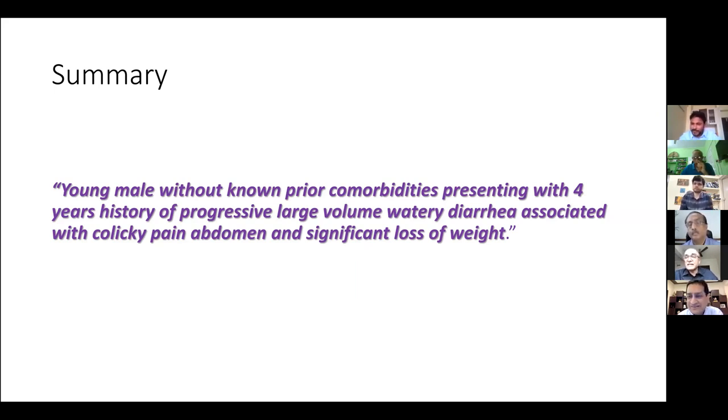The co-chair makes points. Dr. Mukesh, you summarized that he had colicky pain abdomen, but you didn't describe it exactly.